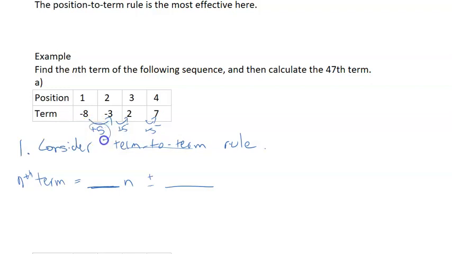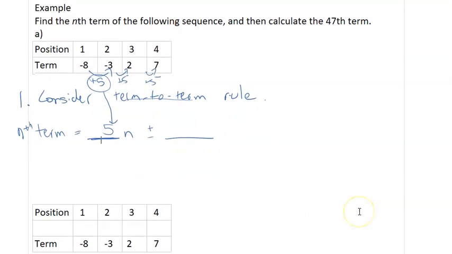Now, once you've figured out the term-to-term rule, here's a little hint for you. Use that term-to-term rule and put it straight in front of the n. That's the secret. So in this case, it would be +5, or just 5n, and then you need to work out the rest using substitution. Let me show you how.